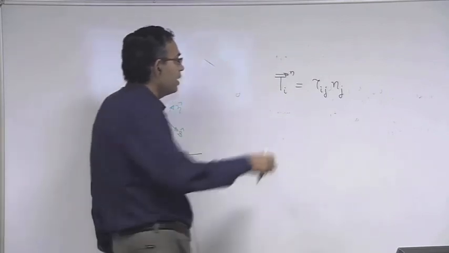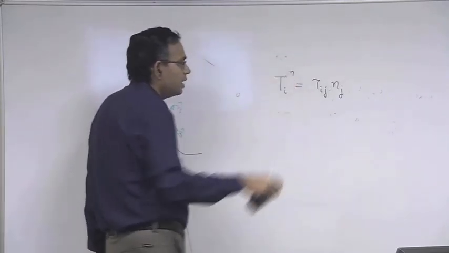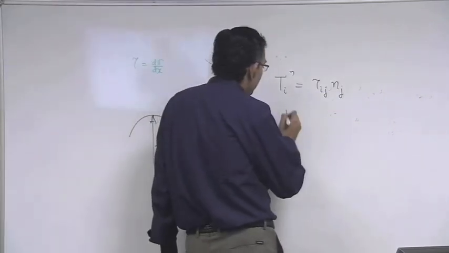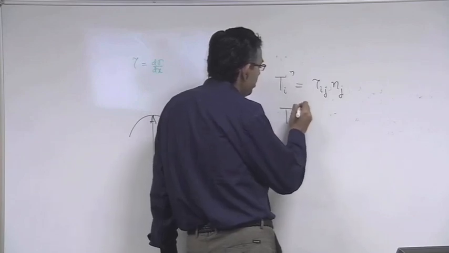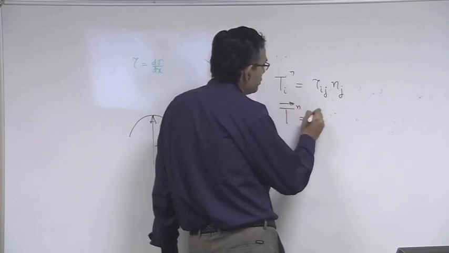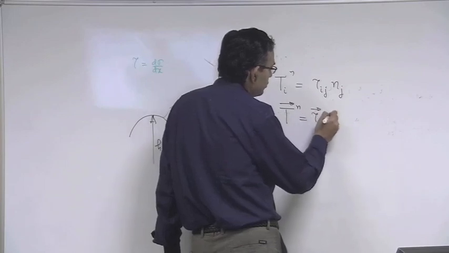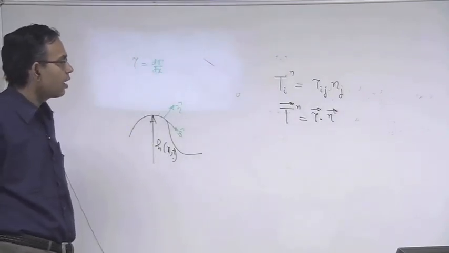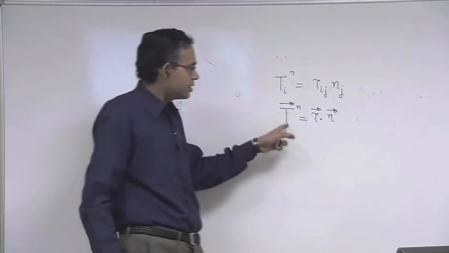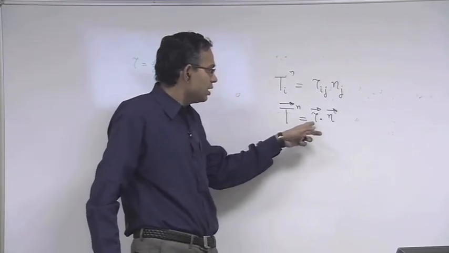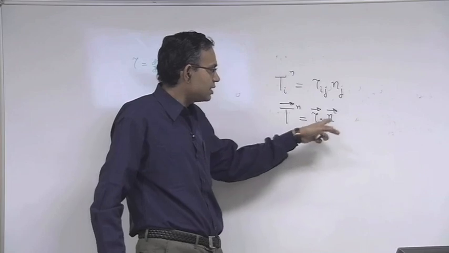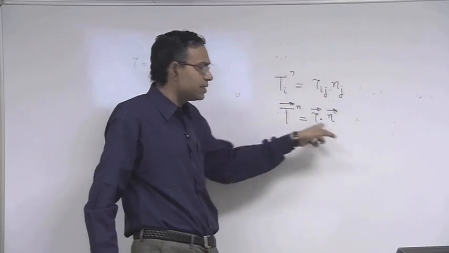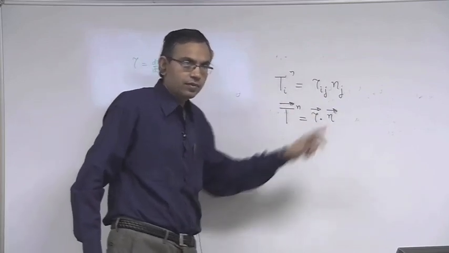So, we will not give the vector here because we are writing with index notation. So, in tensorial notation, this can be thought of as just like this is the stress and this is the normal vector, this is the traction vector. So, the same thing represented in tensorial notation. Okay.